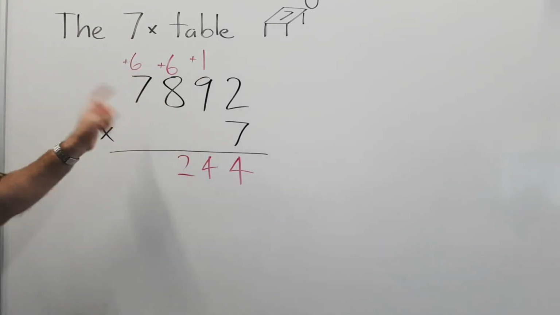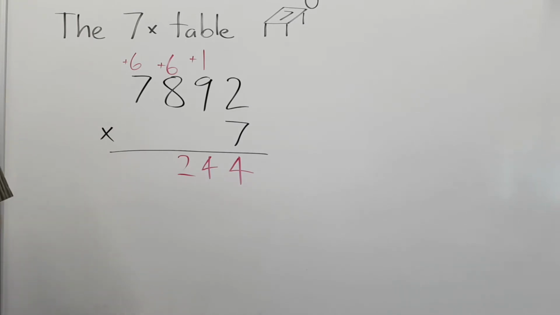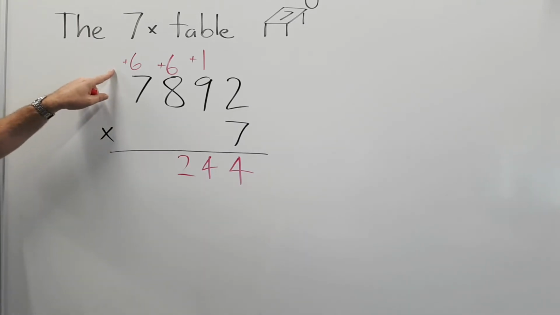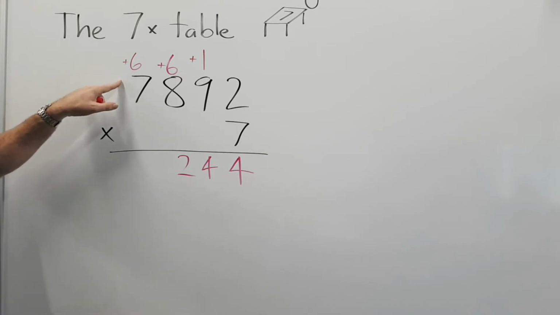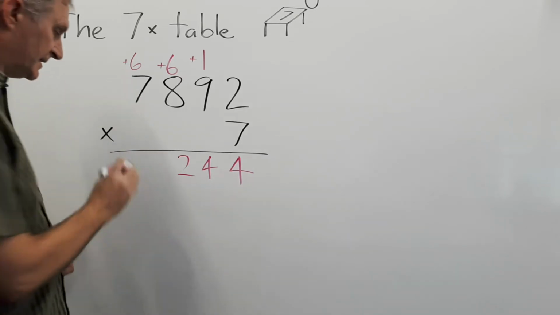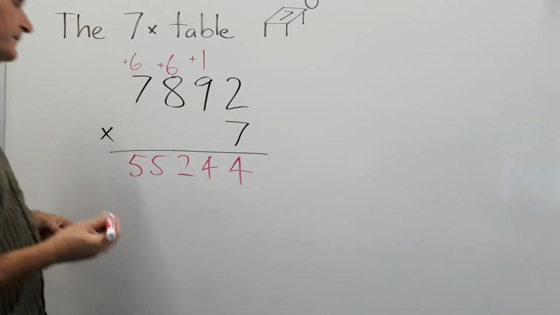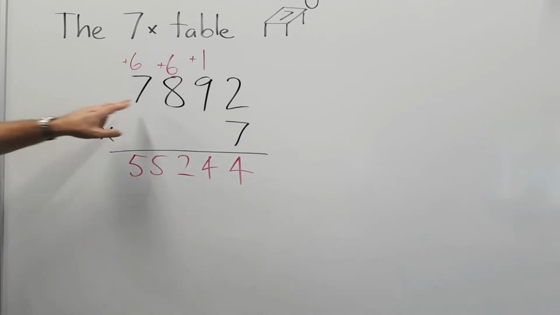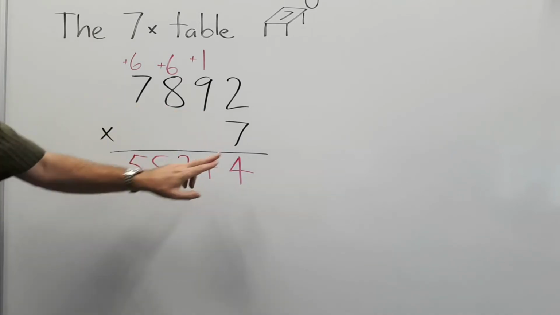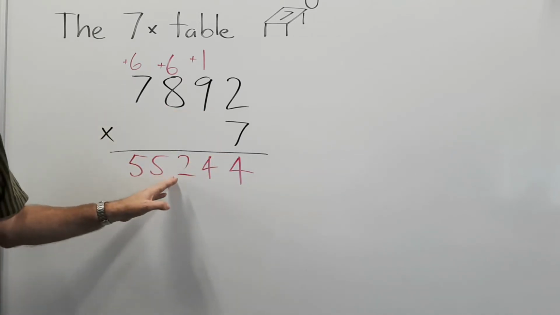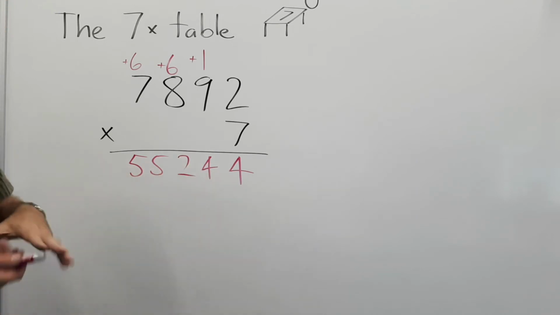7 times 7. 49. 49 plus 6. 55. Well done, Jackson. Exactly right. Nice. So 7,892 times 7 gives us 55,244. Quite an interesting looking number.